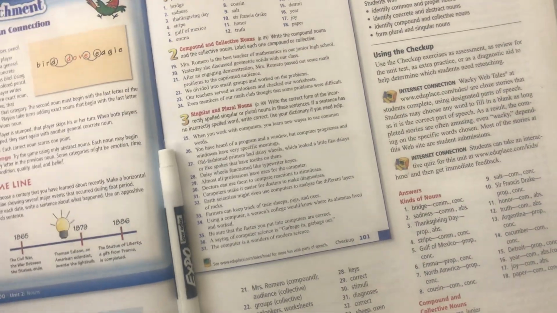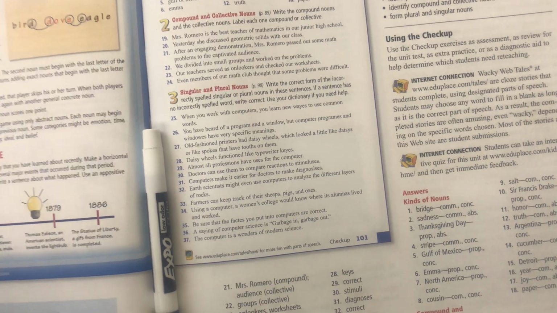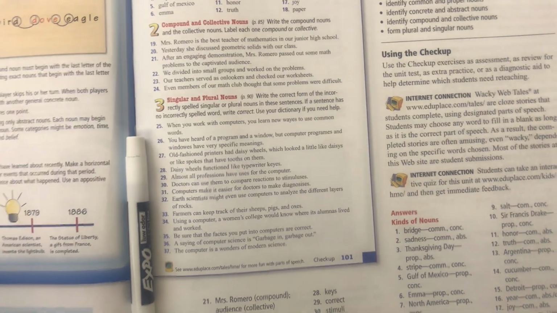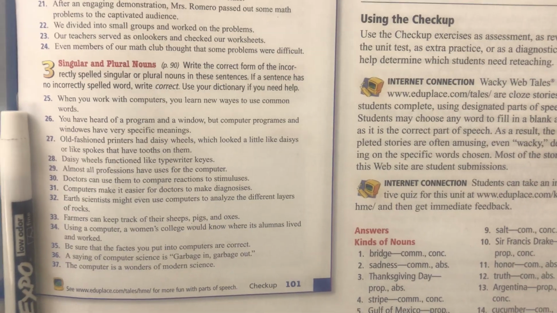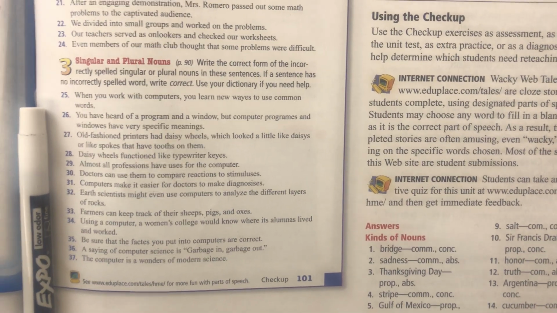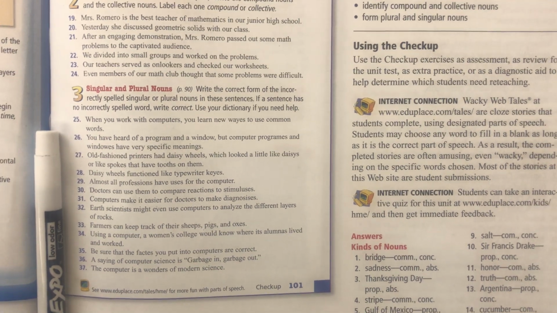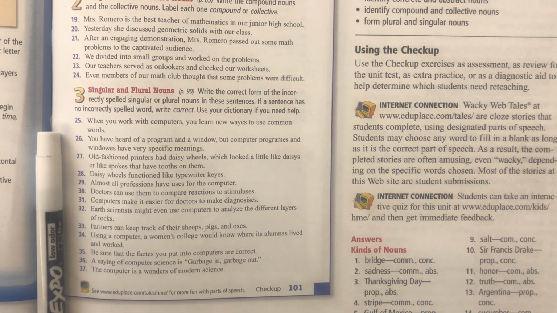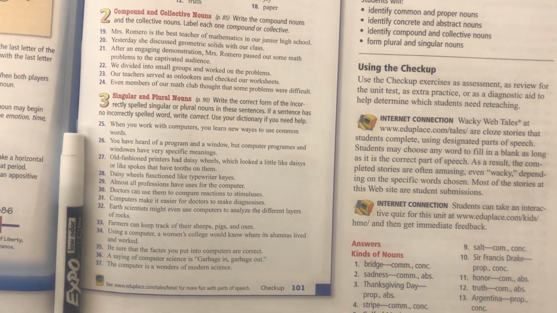So I'm only going to work 25 through 35 with you guys, and I'm only working the odds, but of course you are expected to do all of the problems, including even the evens. So on section 3, the instructions say to write the correct form of the incorrectly spelled singular or plural nouns in these sentences. If a sentence has no incorrectly spelled word, write correct. Use your dictionary if you need help.